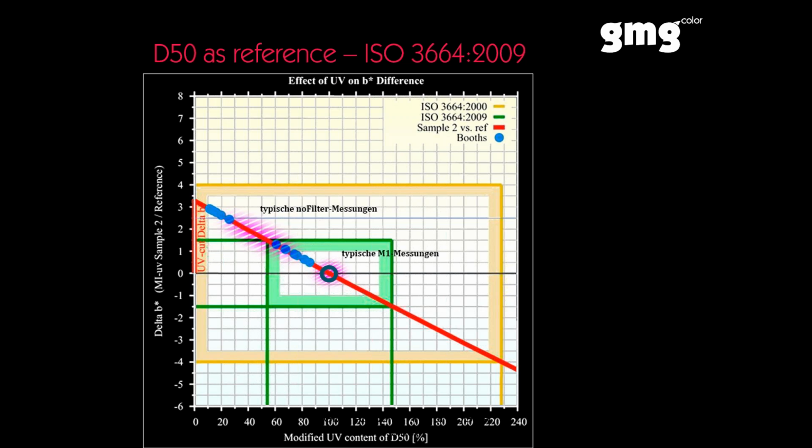May I add one sentence here? Sure. So the no filter measurement in the past had no definition for the UV content. So we will touch that in a minute. So the no filter measurement was not really well defined. This graph just shows what we have found out, what typical no filter measurement has shown as a kind of spread, while M1 measurement is very much in the center, or very well aligned with the reference of D50.